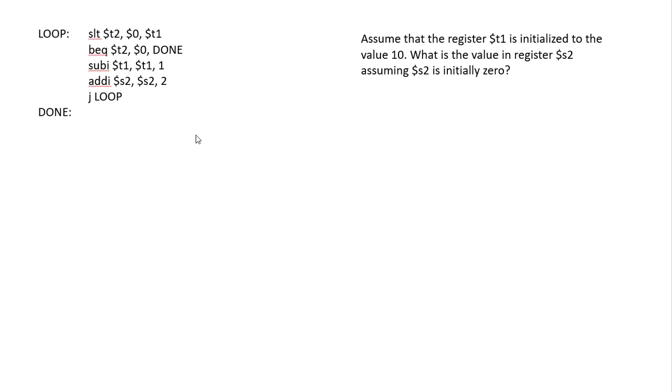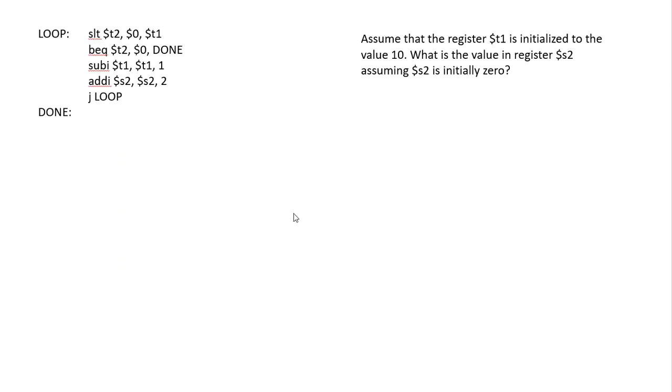Howdy guys, today we are doing problem 2.26 from the textbook. This question gives you this MIPS code right over here, and part 1 asks, assume register T1 is initialized to the value 10. What is the value in register S2, assuming S2 is initially 0?